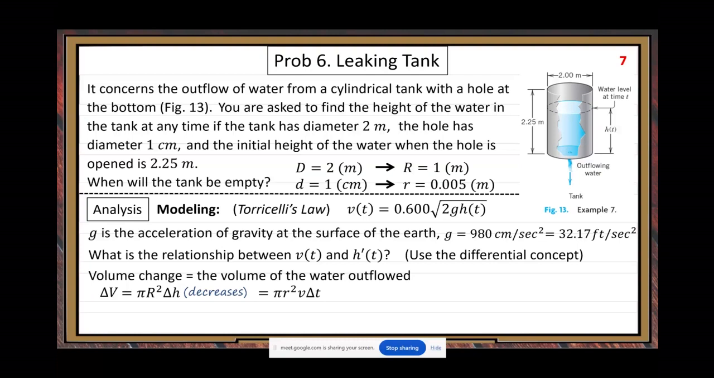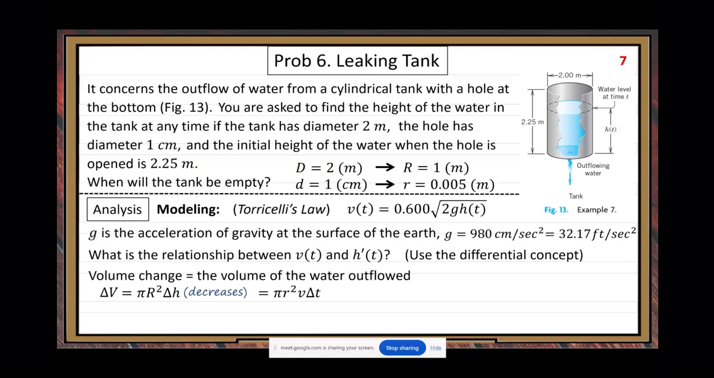The right-hand side is the volume flowed out. The little hole area is pi little r squared, right? Times velocity times delta t. After delta t time, the water moves that much distance, v delta t. We treat it as the height of a cylinder, since this shape is also a little cylinder, right?